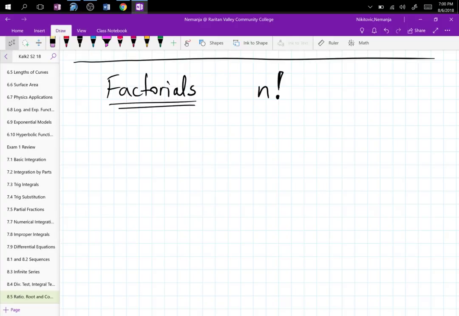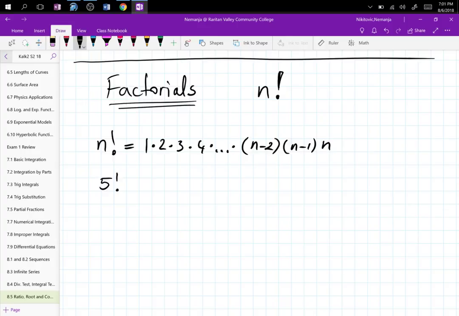The meaning of this is n factorial is equal to 1 times 2 times 3 times 4 times dot dot dot times n minus 2 times n minus 1 times n. So you are to multiply all of the integers up to number n. So what is 5 factorial? 5 factorial is 1 times 2 times 3 times 4 times 5 equaling 120.